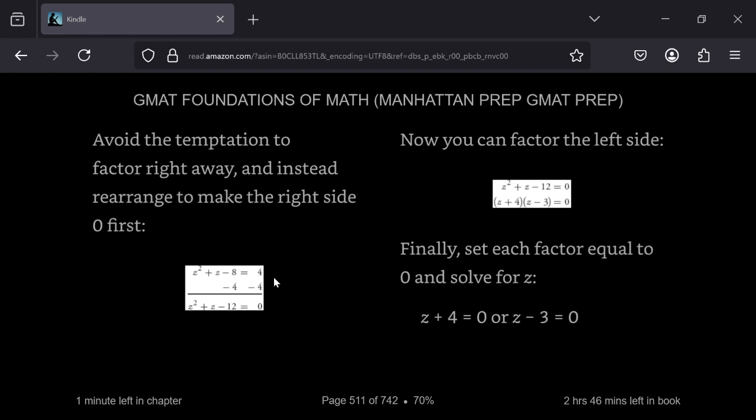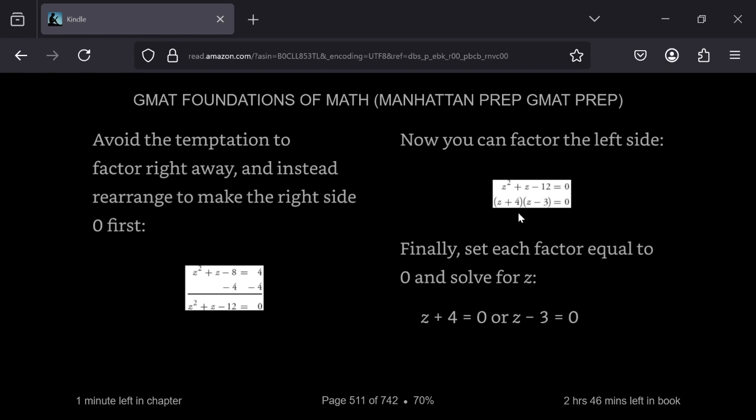The way to do that is, of course, to transfer 4 to the other side so that the right side would be 0. But when we say transfer, what we really mean is to subtract 4. That's why we get z squared plus z minus 8 minus 4, which amounts to negative 12, equals 0. Okay? Now, you can factor the left side because we've already made the right side 0.